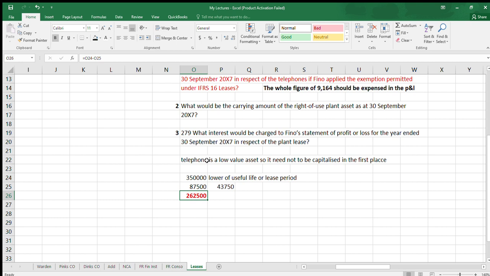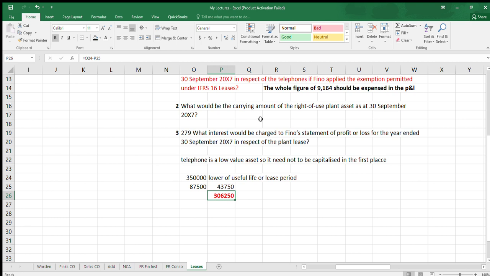So now your carrying value of the asset is 350,000 minus the prorated depreciation, 3652. That's all. That's for the right of use asset.